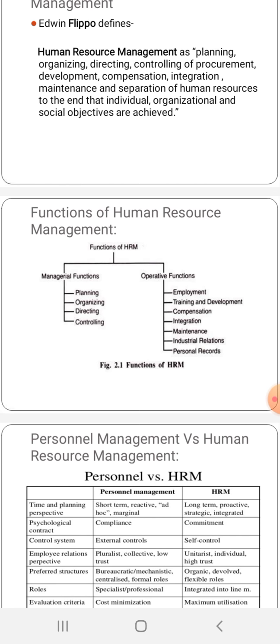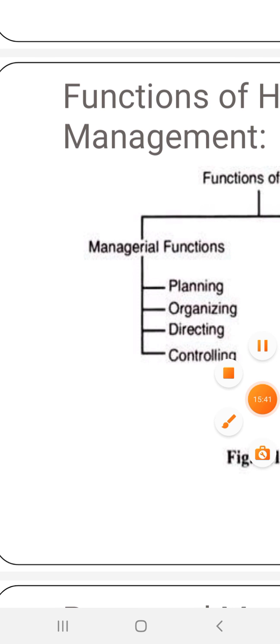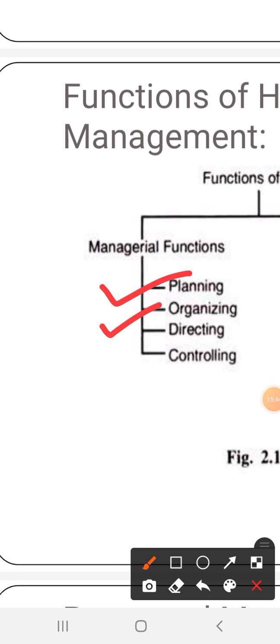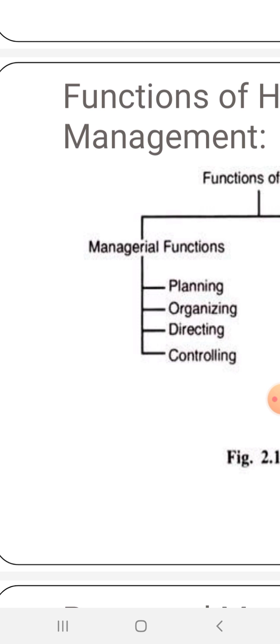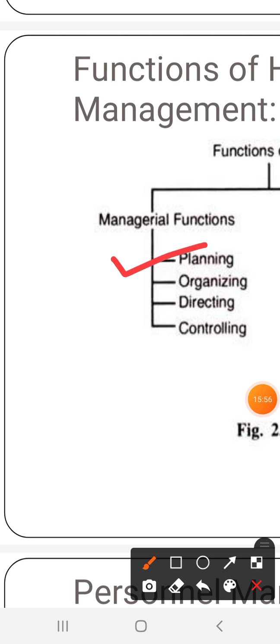Then we have discussed the functions of human resource management, where we discussed two types of functions. First are the managerial functions: planning, organizing, directing, and controlling. As I have said, planning is where you are drawing a blueprint of the course of action, what you are supposed to do, where you are setting some standards. Organizing is where you are collecting resources. Directing is where you are executing your plan, and controlling is where you are measuring whether what you have achieved is as per the plan or the standard, and finding the deviations.